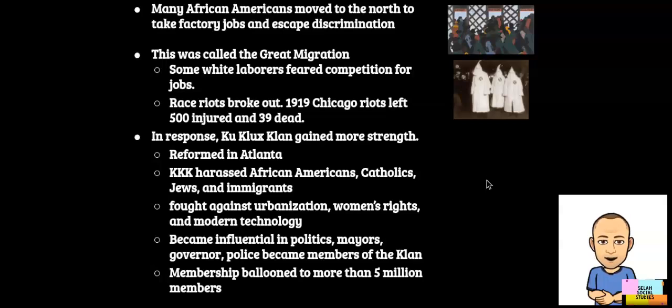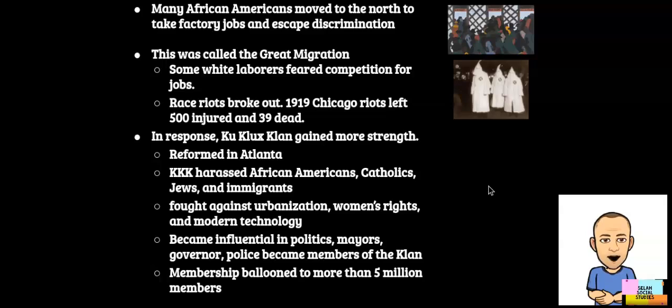Prior to the 1920s, the KKK was on a decline, but amid northern white labor riots and southern white aggression, the KKK made a resurgence in the South. The Klan harassed African Americans, Catholics, Jews, and immigrants. They would physically abuse them, injure them, and even kill the people that they didn't like. The Klan worked against urbanization, women's rights, and modern technology. Membership ballooned to over 5 million members during the 1920s, consisting of many members who belonged to the local and state police forces and government officials. The Klan became very influential in Southern politics.